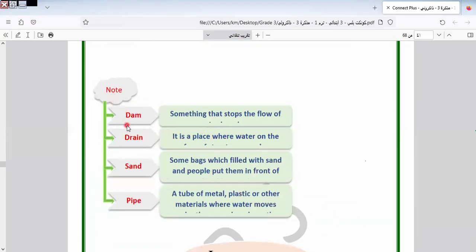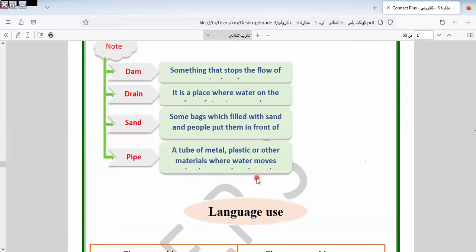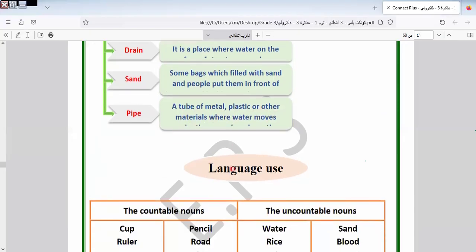Here we have dam, something that stops the flow of water. Drain, it's a place where water goes. Sandbags, bags filled with sand that people put in front of doors. Pipe, a tube of metal, plastic, or other materials where water moves.